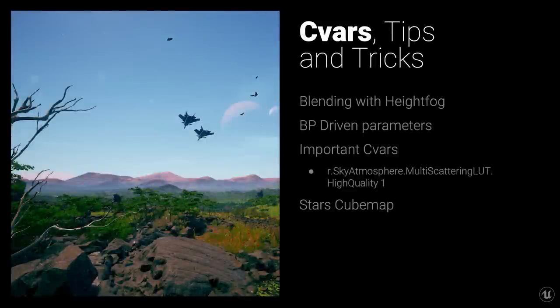Another important CVar here is multi-scattering LUT high quality. You can enable that. It will give you higher quality multi-scattering, and it'll be noticeable both in space and on the surface of the planet. You will get nicer scattering of light.